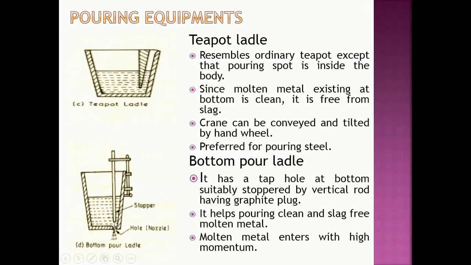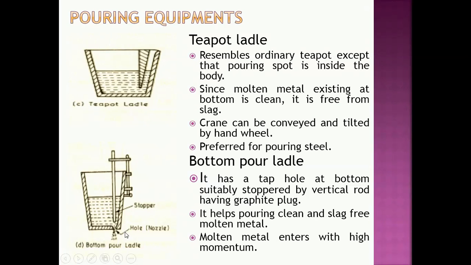As and when I want molten metal in the mold cavity, I will open this stopper, or I will move the stopper in the upward direction so that metal will enter the mold cavity. When my requirement is over, I will move this stopper in the downward direction and close the supply of metal. Metal at the bottom is almost clean and slag is only present at the top surface. That's why clean metal is fed by using this ladle, like a teapot ladle. It helps pouring clean and slag free molten metal.